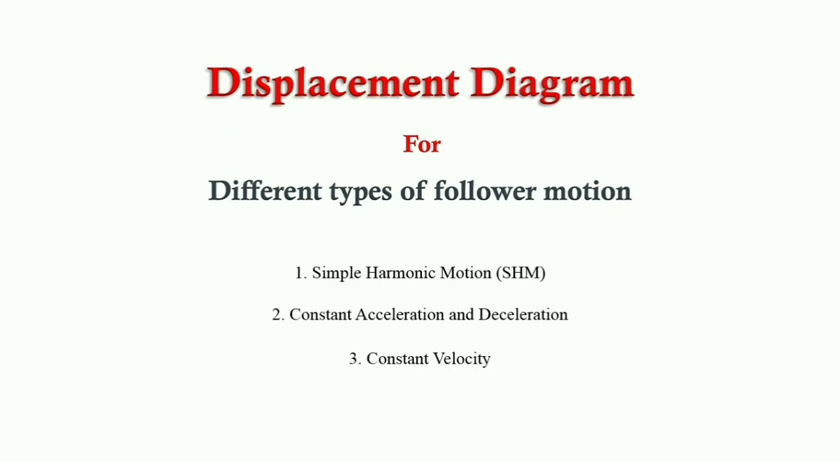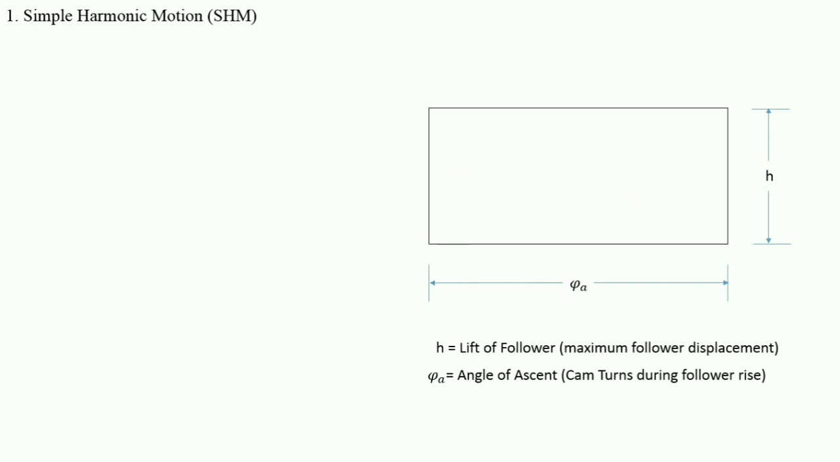Now next is a displacement diagram for different types of follower motion. So there are four motions: simple harmonic motion, constant acceleration and deceleration, constant velocity, and cycloidal. In this, first we will discuss simple harmonic motion. You can see here a rectangular box in which the horizontal is the angle of ascent and the vertical is the follower lift. We will make 6 parts of this. After then, this is SHM.